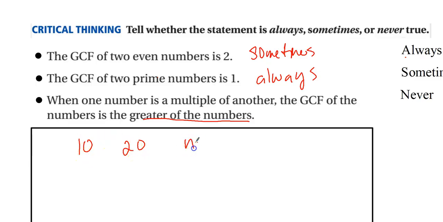Okay, what if my number is 5? And then a multiple of 5 is 20. So they both have 5 as a factor. Oh, yeah. Okay, so this one is definitely going to be never, because the GCF is always the smaller number. Okay, I hope you got a little bit of that.